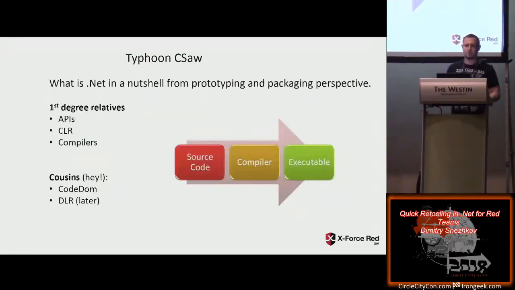Going back to .NET, what is .NET, right? .NET is a wealth of APIs. It's the common language runtime that actually runs your code. And it's also compilers, right? Compilers on the box. Now, there are cousins to that, first-degree relatives, right? There is a CodeDOM, which we'll talk about shortly, and there's also the DLR that we're going to talk about as well. It's really easy, right? Conceptually: source code, compiler, executable.